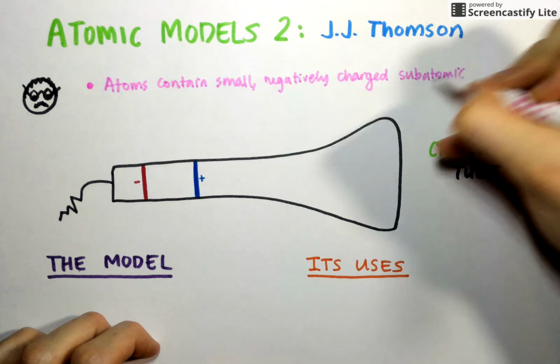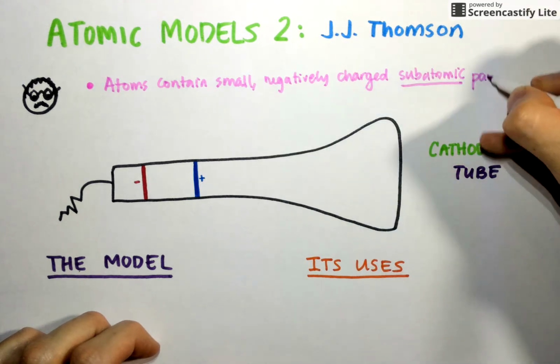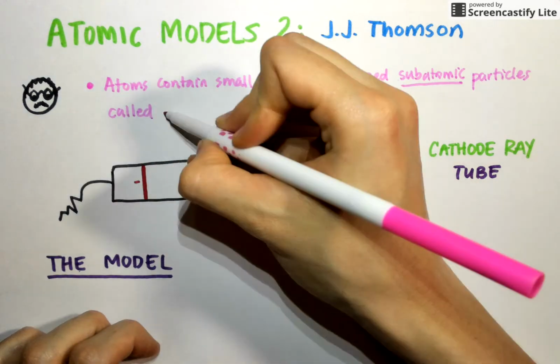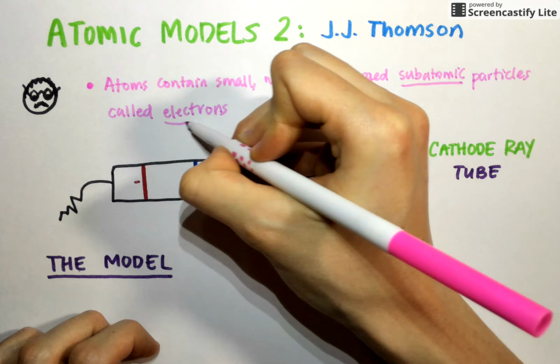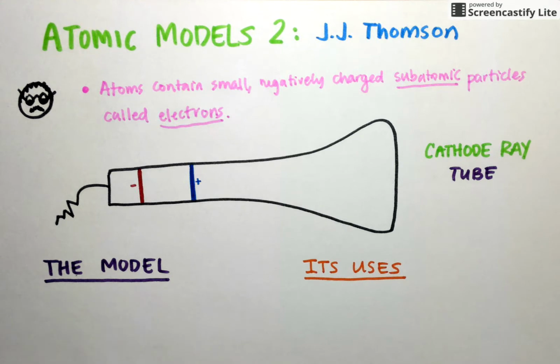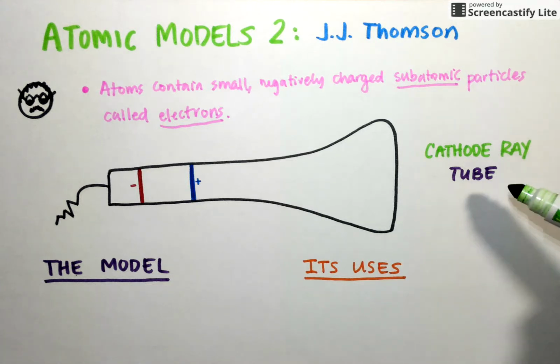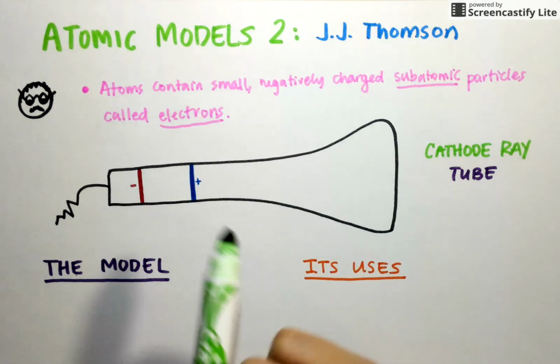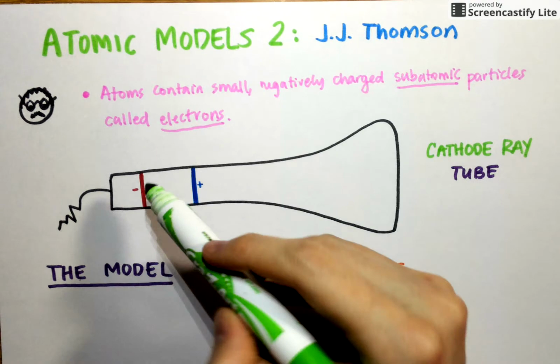So his big claim about the atom is that atoms contain small, negatively charged what he's going to call subatomic particles. Sub meaning below, atomic, the atom. So something smaller than the atom, some kind of particle smaller than the atom. And we're going to henceforth call these particles electrons. He didn't come up with the name electrons. He actually said corpuscles, but that's a pretty gross sounding word, so we'll stick with electrons.